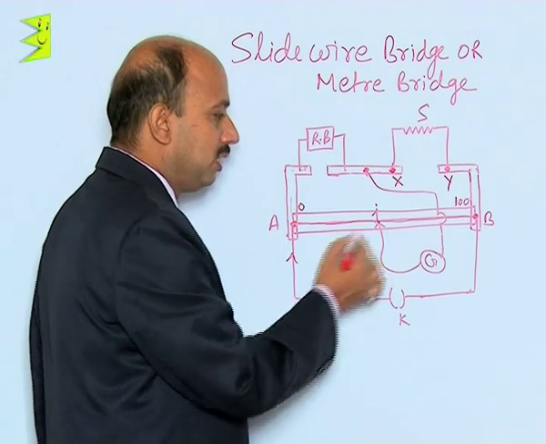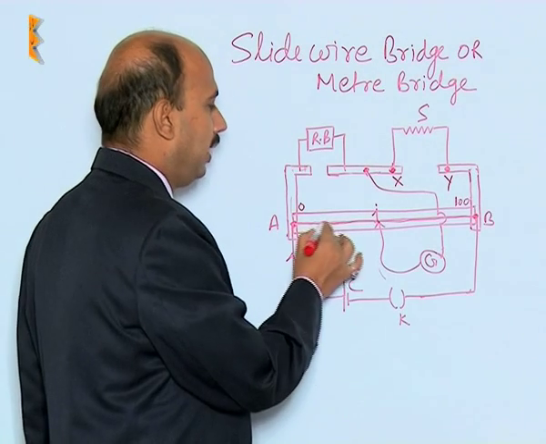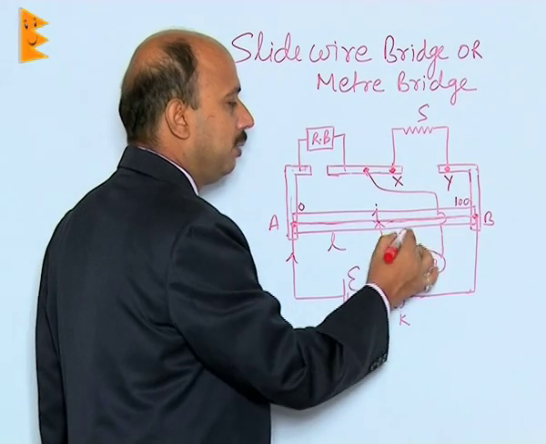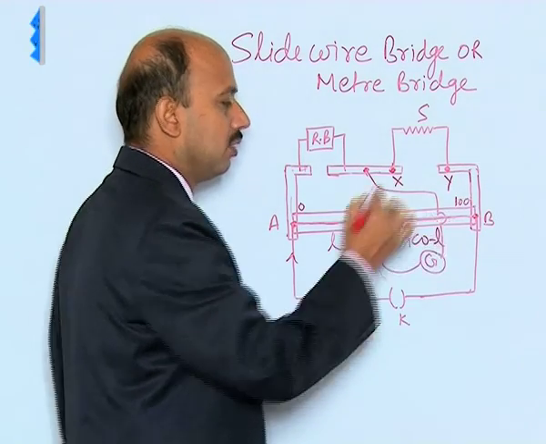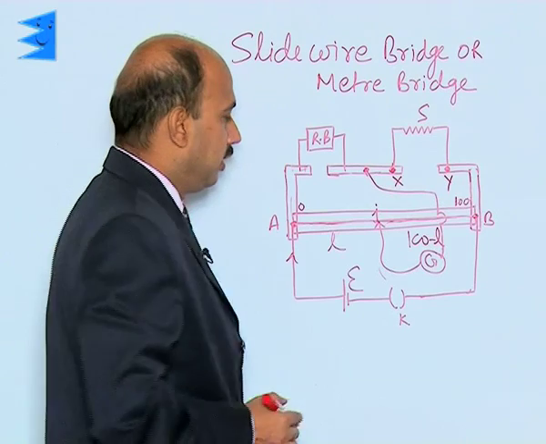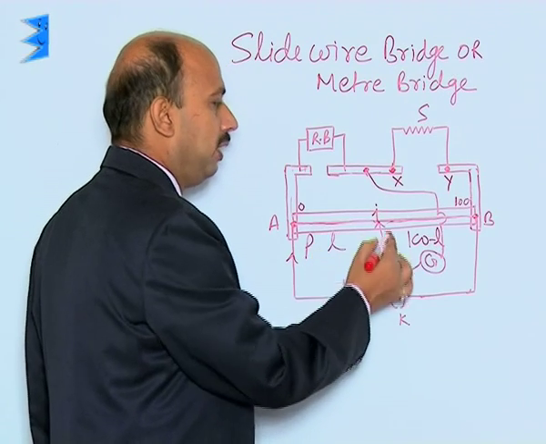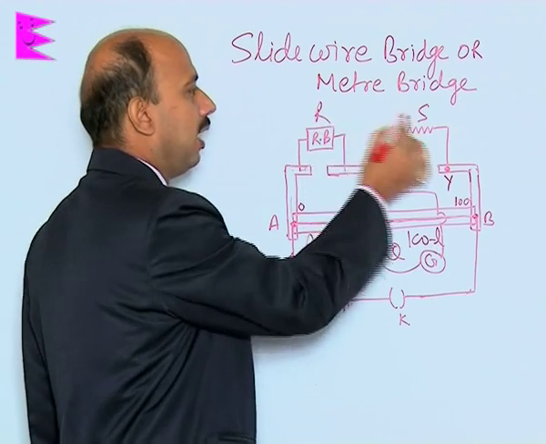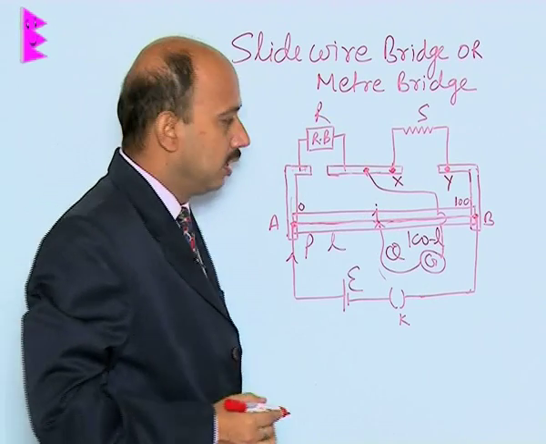So, we get the condition for the null deflection. When the galvanometer is showing null deflection, suppose this point J, AJ is here length L. So, the remaining part JB is here 100 minus L. This AJ we can take as resistance P, and this JB we can take as resistance Q. So, this is here R and this is here S.